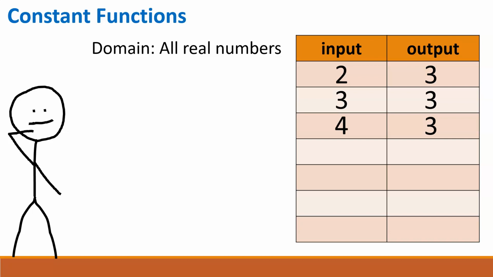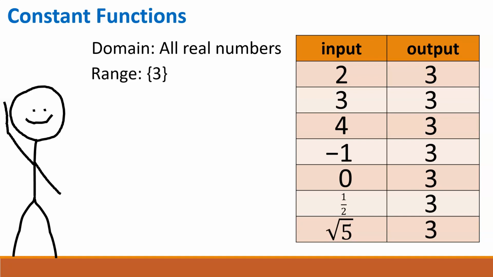Think you see the pattern yet? Well, of course you do. The output's always 3, no matter what the input is. And since the domain's all real numbers, we can put some other more interesting numbers in, like negative numbers, or 0, or rational numbers, or irrational numbers. No matter what value we use for the input, the output, which is called the range, is always 3. That's what makes this a constant function. The output, the range, is a constant.